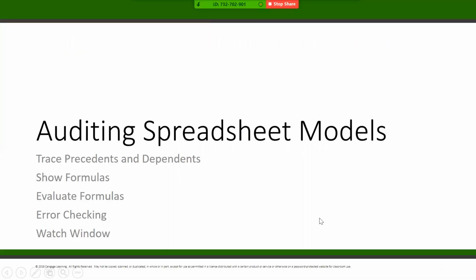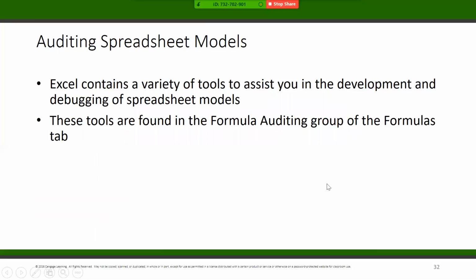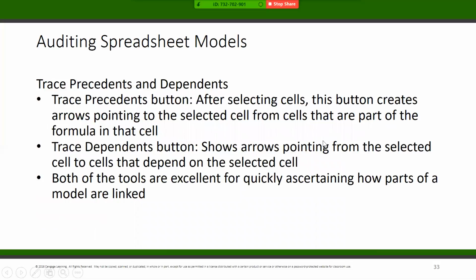So the next thing we're going to do is look at auditing spreadsheet models. We're going to look at trace precedence and dependence, show formulas, evaluate formulas, error checking, and the watch window. All right, so auditing spreadsheets. Excel contains a variety of tools to assist you in the development and debugging of spreadsheet models, which is really nice. Now, these tools are found in the Formula Auditing group of the Formulas tab.